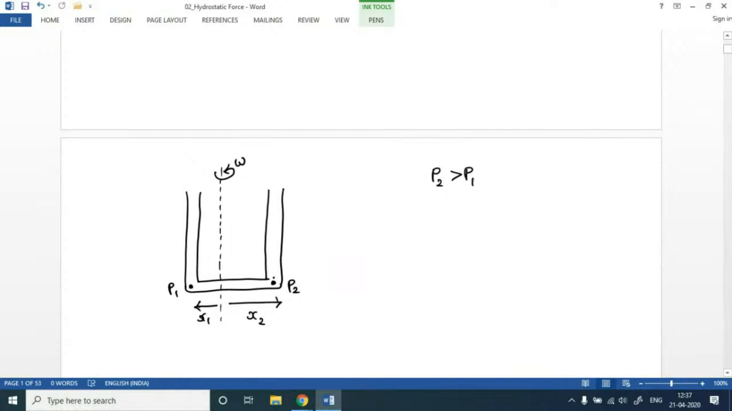Since the pressure here is greater, it will push the liquid to a higher level in this limb. That is how you can analytically say. Let's say this height is h1 and this height is h2. So the difference in the level, delta h, would be h2 minus h1. Can we find out h2 minus h1?